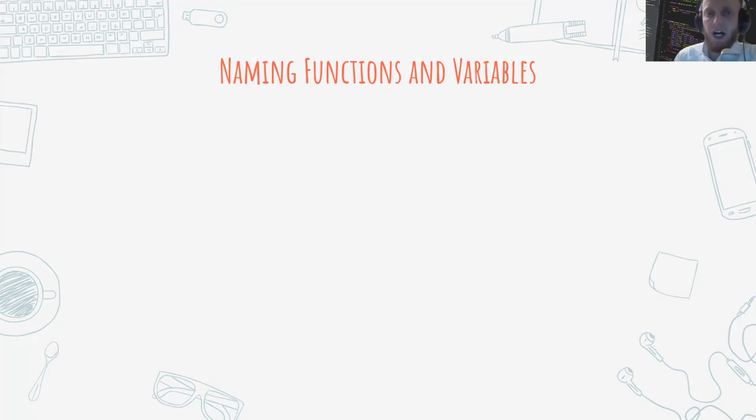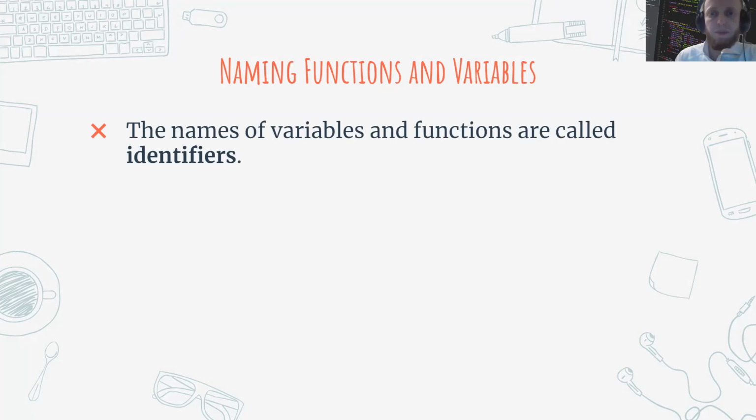Okay, last thing to touch on is naming functions and variables. So there's a couple rules involved here. The names of variables and functions are called identifiers, and your identifiers have to be unique within your program. You can't have two variables both with the same name. You couldn't have two color variables because then the computer would get confused and not know which variable stores which value. So make sure your variable names are unique, your function names are unique.